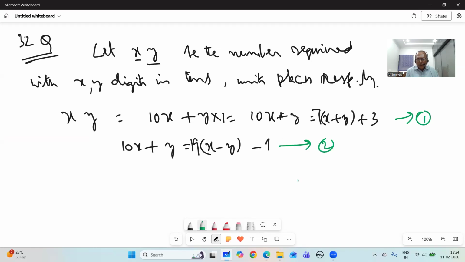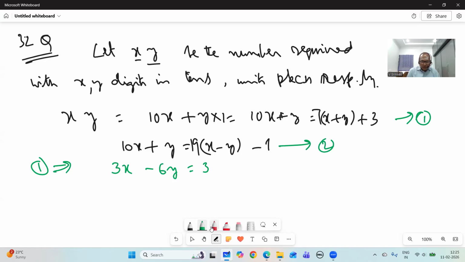Let us consider the first equation. 10x minus 7x is 3x, and then y minus 7y is minus 6y, is equal to 3. Take 7x to the other side: 10x minus 7x is 3x. Take 7y to the left hand side: y minus 7y, that is minus 6y, is equal to 3 which remains here.